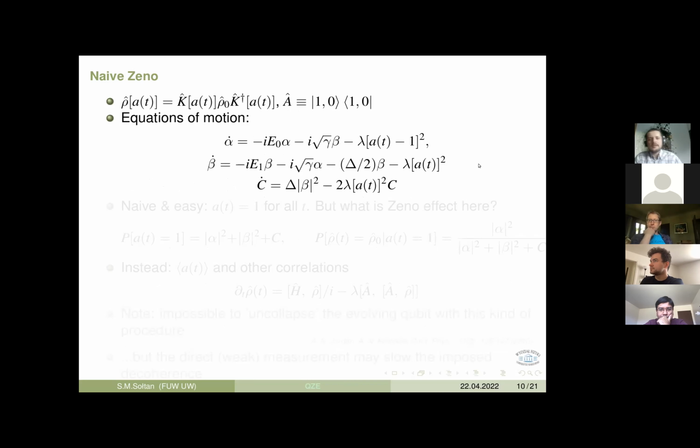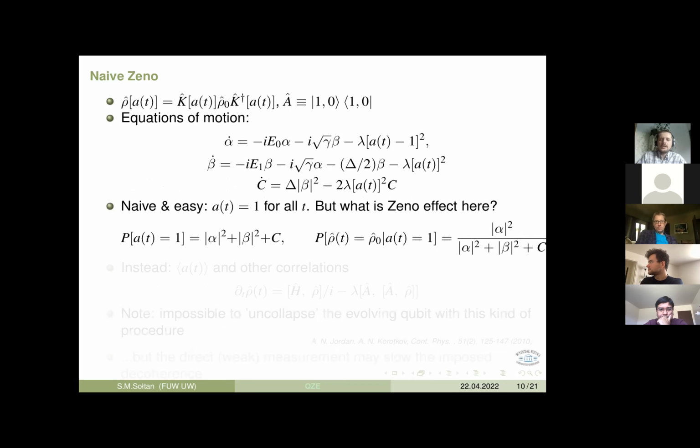And now the naive and easy thing to do to try to discuss the quantum Zeno effect would be to put the function describing the results of measurements as 1 for all t. And this approach is naive because we now face the problem of what exactly the Zeno effect is in this context. If it is the behavior of the probability of the specific result, a equal 1 for all time, then we have a very nice and simple expression for such a probability.